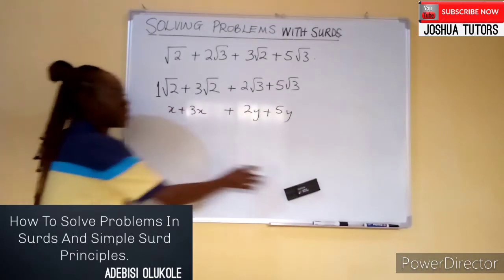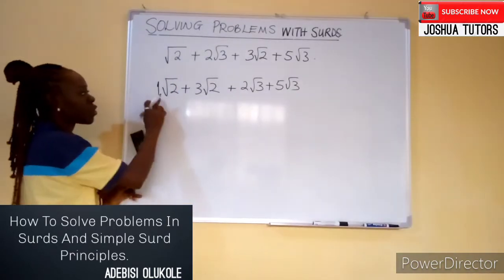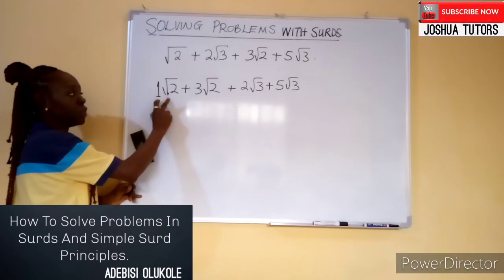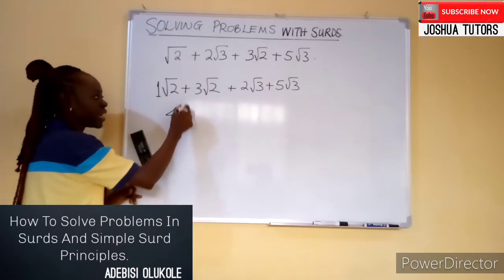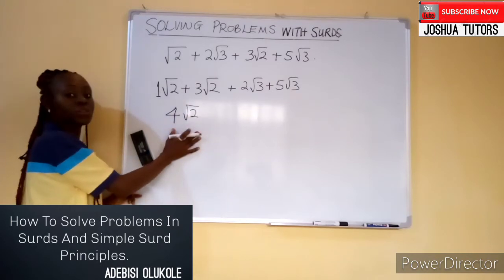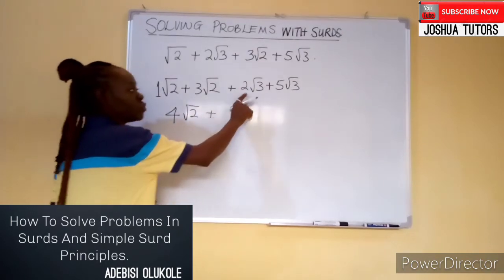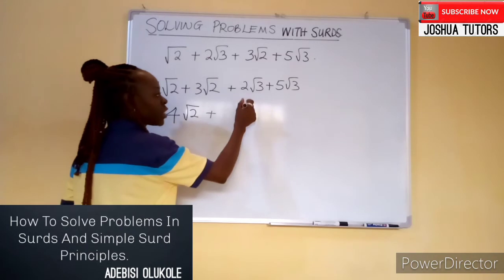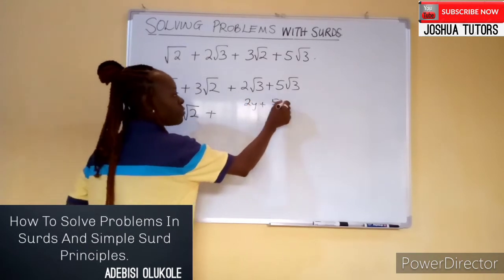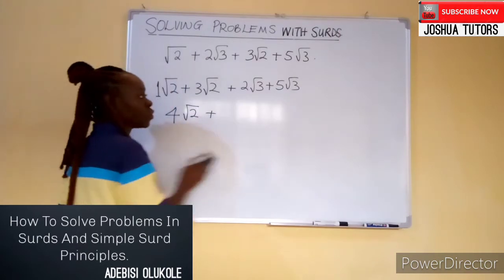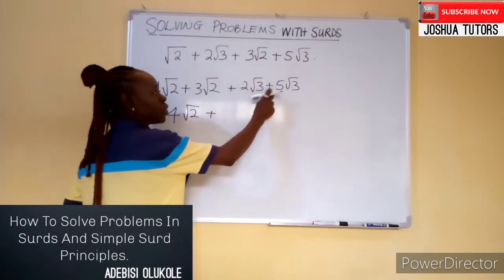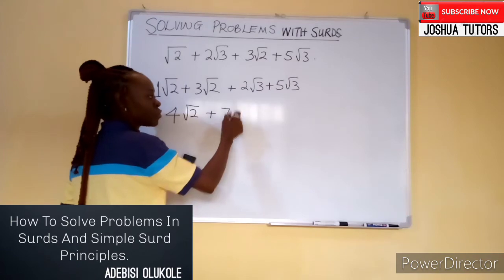So there's a coefficient of 1 with this surd 2. So the 1 plus 3 adds as 4, and I keep my surd 2 as surd 2. Plus 2 surd 3. This is like your 2y plus your 5y. The coefficients add, you keep your y the way it is. So the coefficient here is 2 plus 5, I have 7 surd 3.